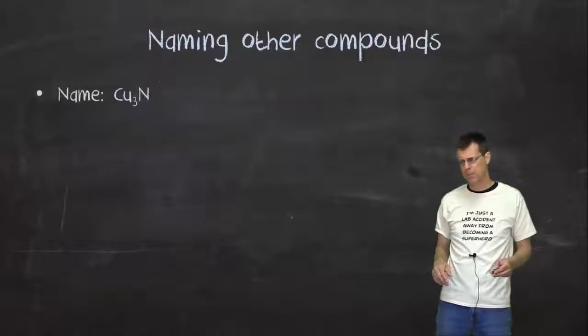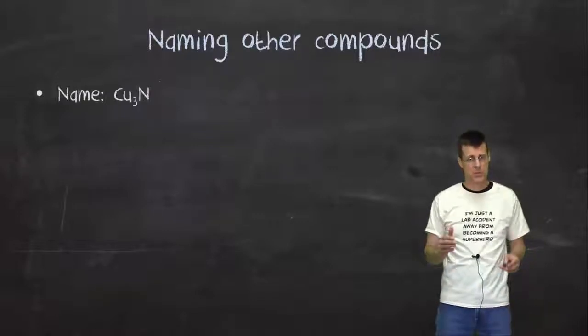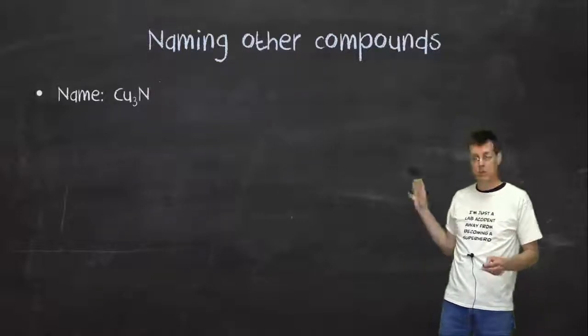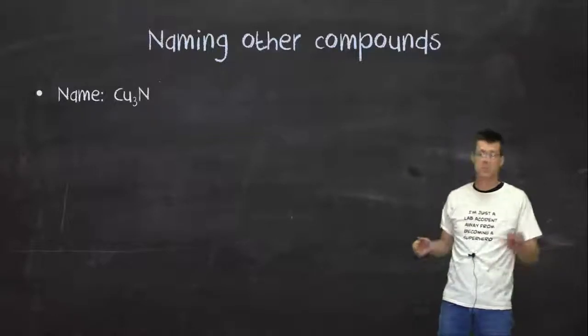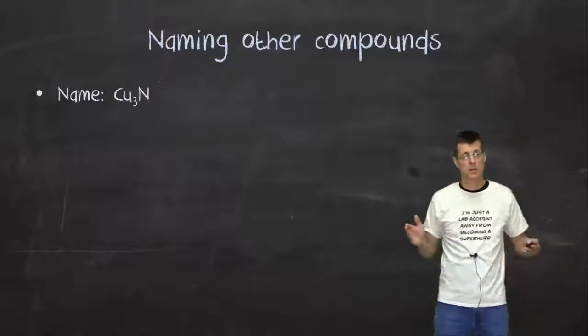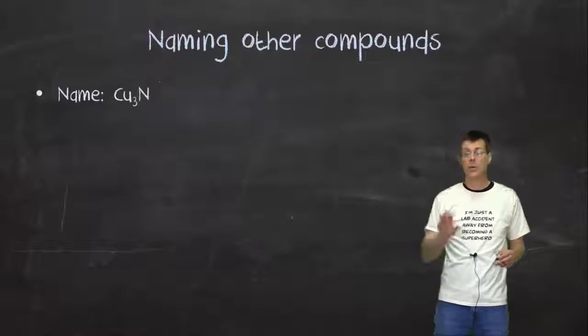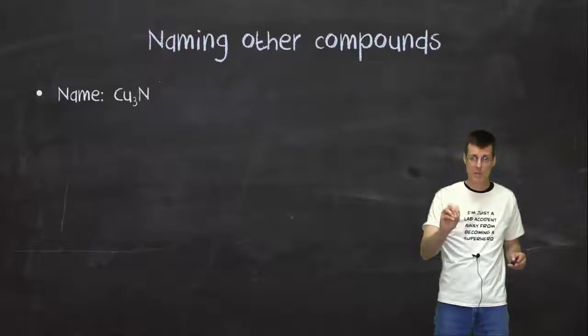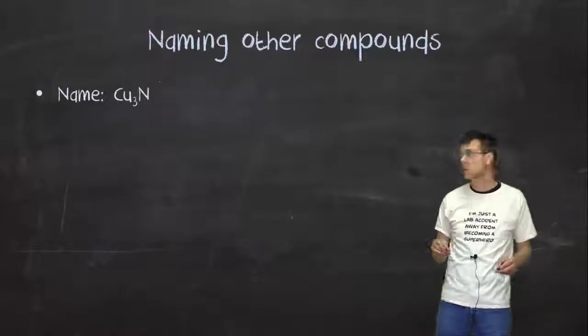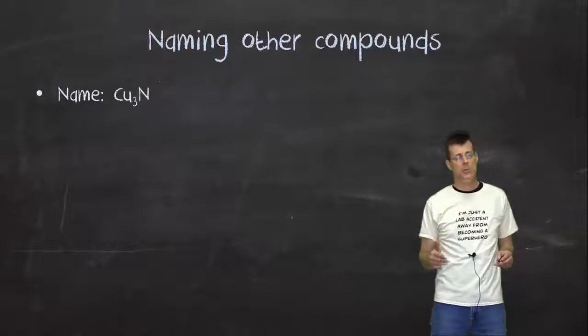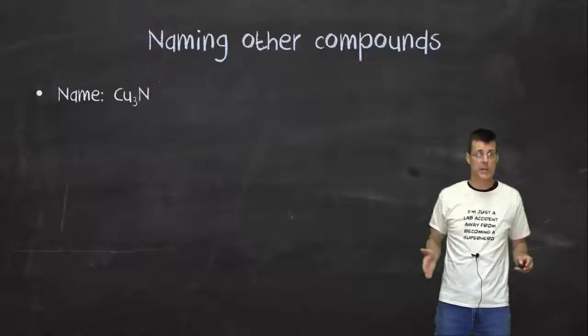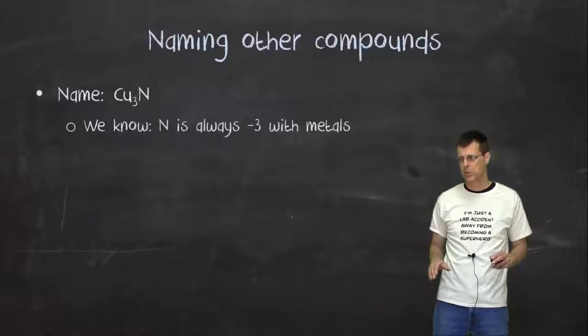Let's try another one. If I gave you this compound, Cu3N. You can look at the periodic table. Cu is copper, definitely a metal. N is nitrogen, so we know what to do with it. With metals, nitrogen is always -3, and the little 3 by the copper means that there are 3 atoms of copper. Those things are going to become important.